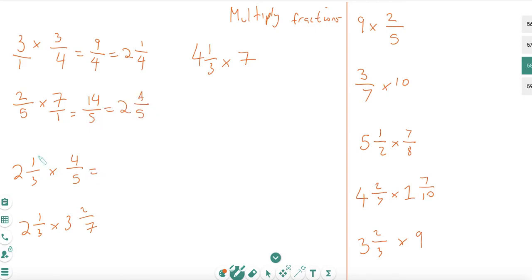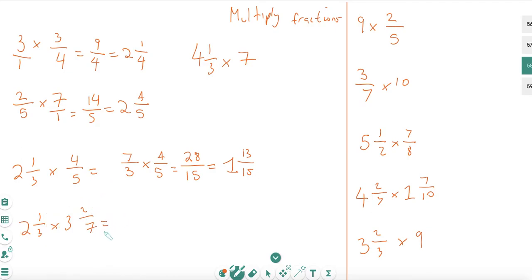Here, if you have a mixed number, you have to first make it improper. So 3 times 2 is 6, plus 1 is 7. Our denominator stays the same, times 4/5. That fraction's fine. 7 times 4 is 28. 3 times 5 is 15. And this is our answer, but it's improper. Let's turn it into mixed. How many 15s in 28? 1. 15 times 1 is 15. To get to 28 is 13 extra. That's your answer.